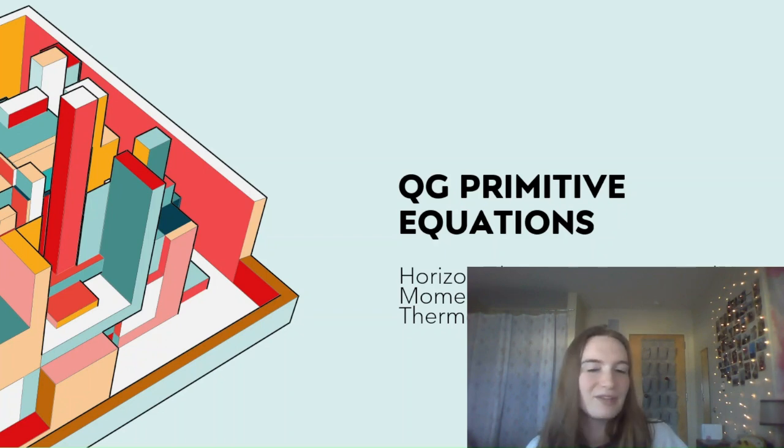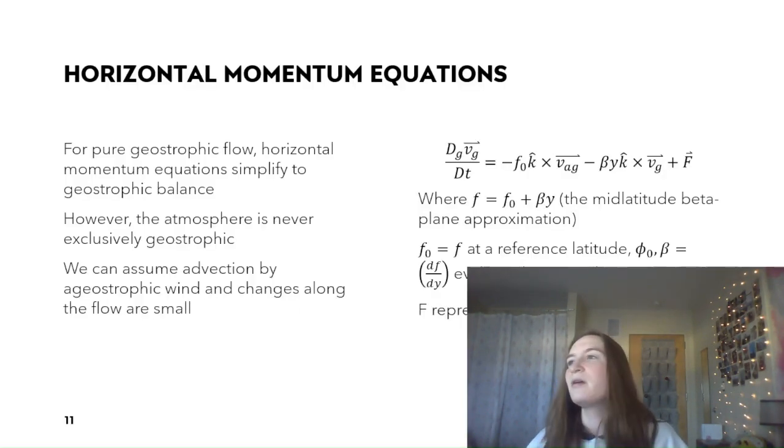So let's talk about horizontal momentum equations first. For pure geostrophic flow, horizontal momentum equations simplify to geostrophic balance. But our atmosphere is never exclusively geostrophic. If it was, there'd be no clouds, there'd be no active weather. But that's what actually happens. We have clouds. I'm looking outside right now. We've got some clouds out over the lake, so I know that assumption's not true. So we know that advection, so movement by the ageostrophic wind, and changes along the flow are small, but they're there.